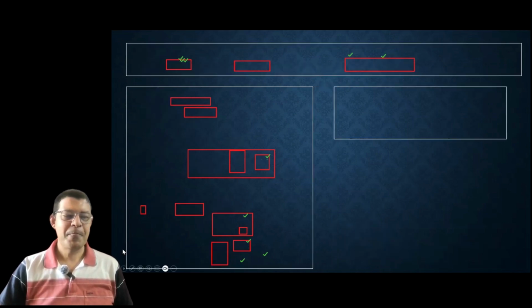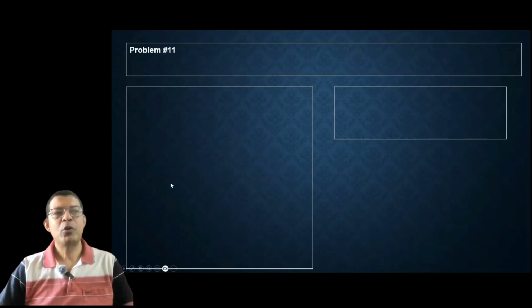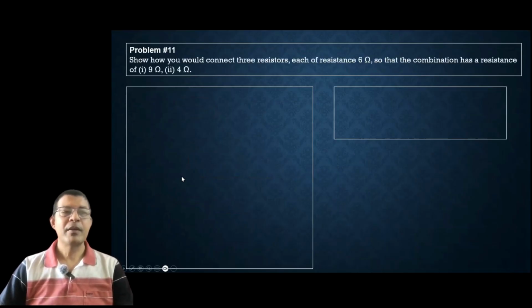Okay, let's proceed. Next problem, problem number 11. This is the final problem. Show how you would connect 3 resistors. Let's read the problem and try to solve it yourself first. See how would you connect 3 resistors of each of resistance 6 ohm, so that the combination will give you 9 ohm and 4 ohm, right?